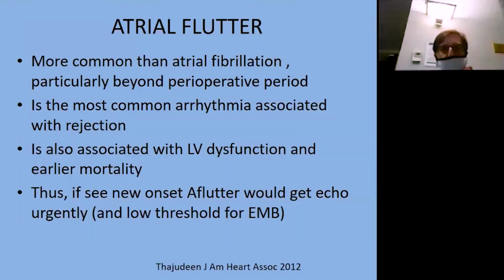So we'll talk a little bit about arrhythmias before going on to other things, other types of arrhythmias other than bradycardia. So atrial flutter is more common than AFib, especially beyond the perioperative period. It's the most common arrhythmia associated with rejection, and it's associated with LV dysfunction and an earlier mortality. So if you see a flutter, you would have a very low threshold to biopsy these patients. Certainly an urgent echo would be warranted.